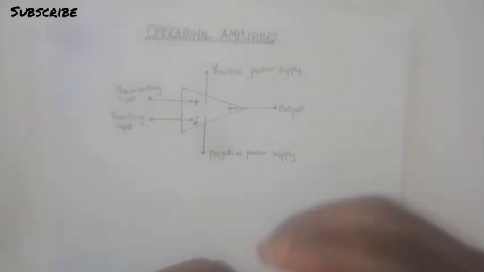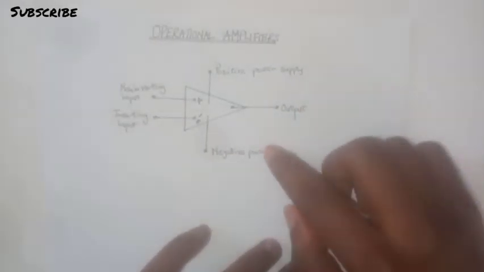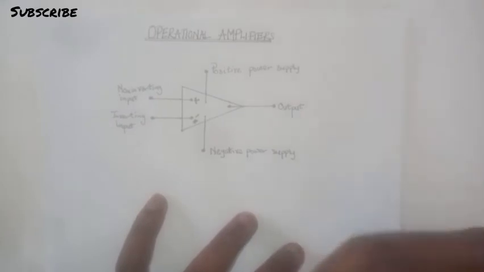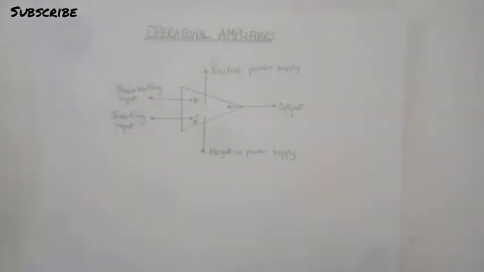Okay, so let's talk about operational amplifiers. To understand how an operational amplifier works, you need to understand how transistors and diodes work. But you do not need to understand how transistors and diodes work to be able to use an operational amplifier. In basic electronic circuit theory, we'll be trying to understand how to use an operational amplifier.